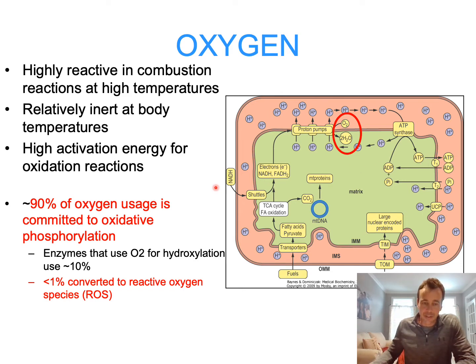The greatest use of oxygen in our body is committed to oxidative phosphorylation. I spent a lecture on that. Being able to make ATP using oxidative phosphorylation is where most of the oxygen is used in our body. In contrast, enzymes that use oxygen for hydroxylation, for example, use about 10% of the oxygen we consume, and less than 1% is converted to reactive oxygen species. So it's a very small percentage of oxygen, but important nonetheless, as we'll talk about today.